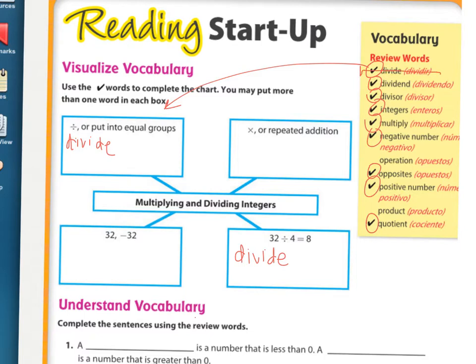What about dividend? Dividend is the number that you are dividing up. Okay, dividend is this one right here. So dividend will go in this box only. Okay, divisor, that's what you divide by. Okay, so divisor is the 4 in this one. Divisor, that's going to go here. Okay, you need to do the rest on your own.